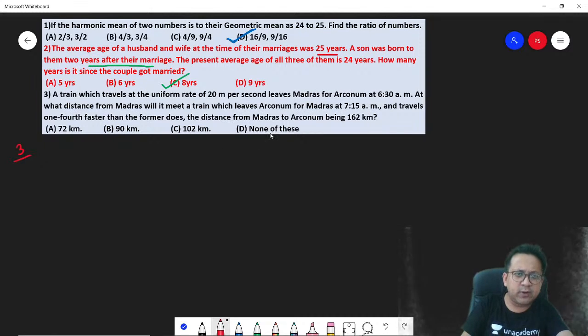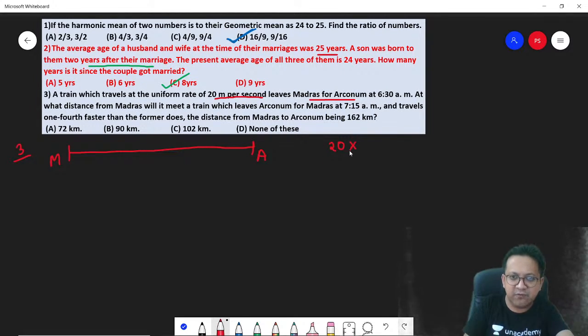Okay, let's draw it. So you have a train leaving Madras for Arkonam. There are two places: this is Madras and this is Arkonam, and a train is leaving at 20 meters per second.